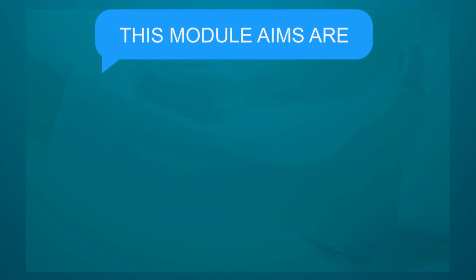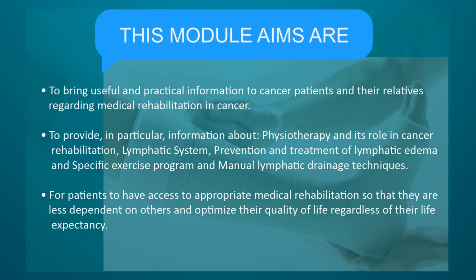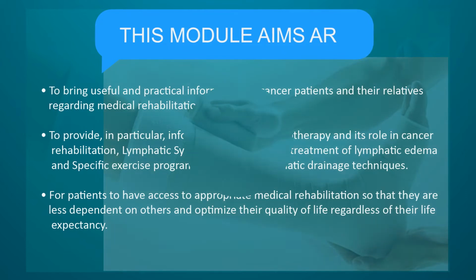This module aims to bring useful and practical information to cancer patients and their relatives regarding medical rehabilitation in cancer. To provide, in particular, information about physiotherapy and its role in cancer rehabilitation, the lymphatic system, prevention and treatment of lymphatic edema, and a specific exercise program and manual lymphatic drainage techniques. For patients to have access to appropriate medical rehabilitation so that they are less dependent on others and optimize their quality of life regardless of their life expectancy.